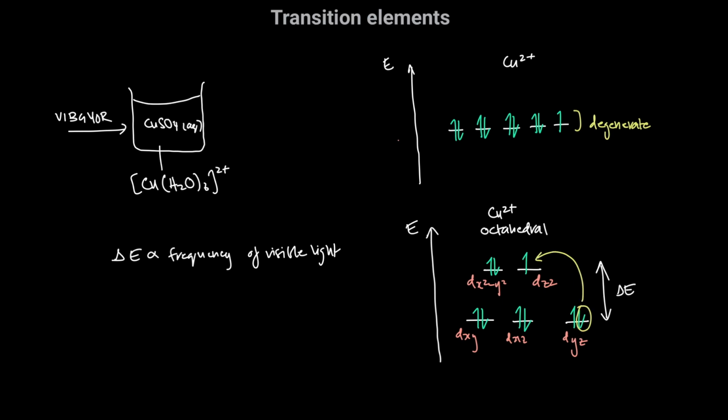And what is observed is the complementary color. What we observe here is called the complementary color. In this case, the complementary color that we're observing is pale blue. That's the copper 2 sulfate solution's color, so that is your pale blue solution.